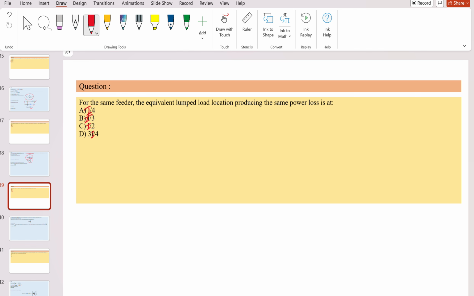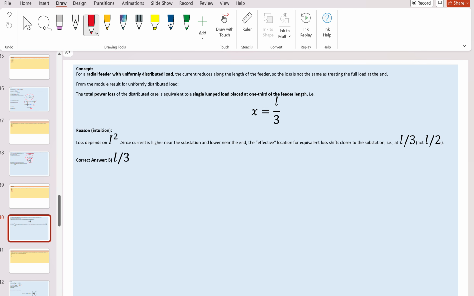Okay, let me explain this. At which point will the maximum power loss be there? It is saying a radial feeder which is uniformly distributed. You just have to remember that it is at L by 3, not L by 2. I have already written it here. It will be assumed that the maximum power loss will be at the center.